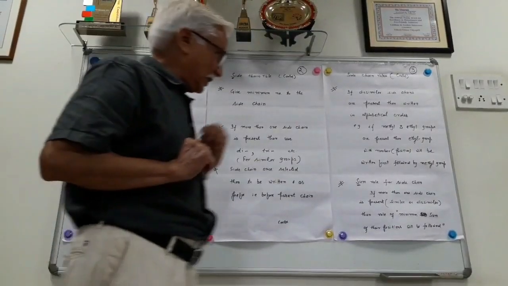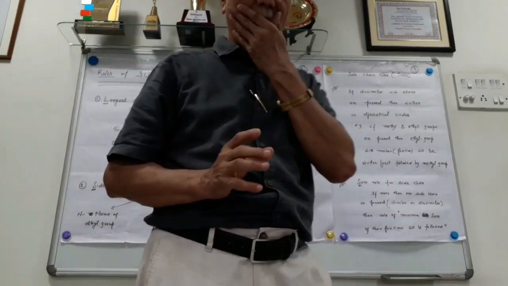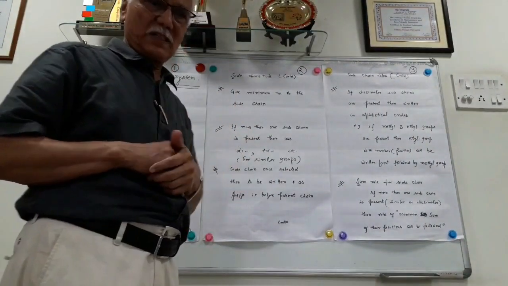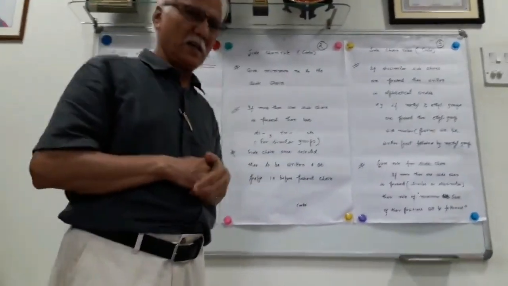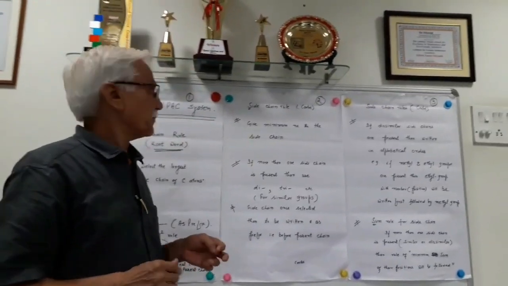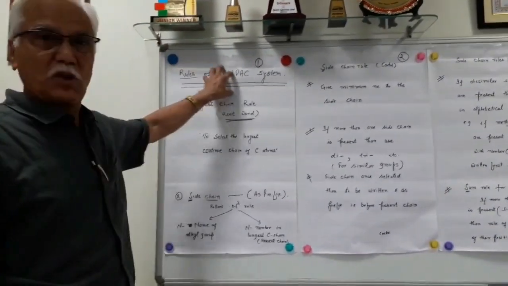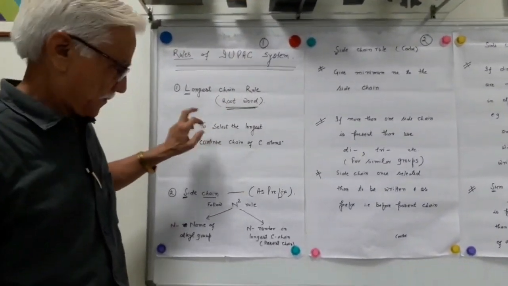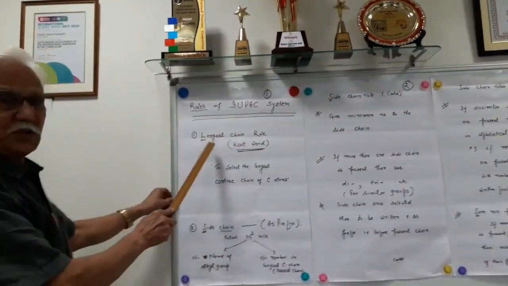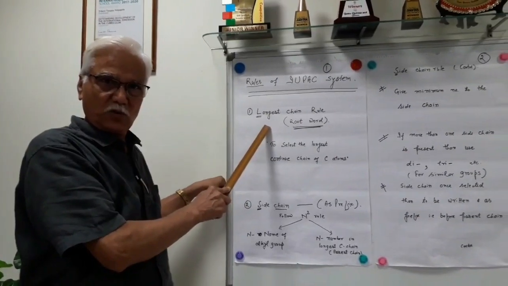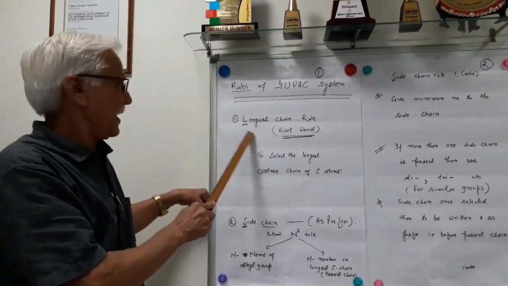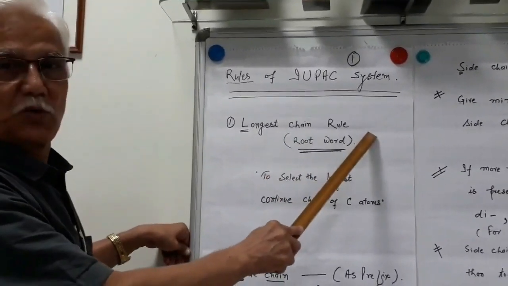As I told you, now I will follow the IUPAC system, and IUPAC means International Union of Pure and Applied Chemistry. They have set up certain rules. The first rule, I'll remember it as L. You also remember the first word is L. L means the longest chain rule.